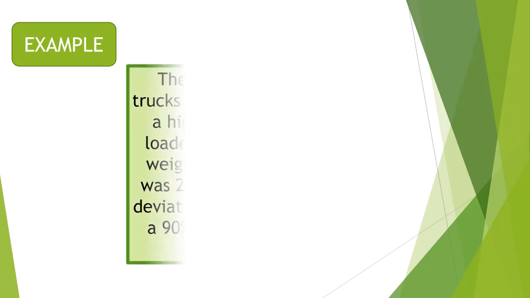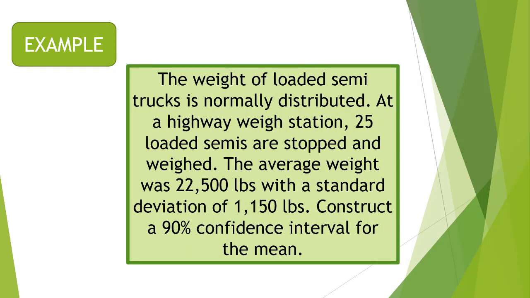The weight of loaded semi-trucks is normally distributed. At a highway weigh station, 25 loaded semis are stopped and weighed. The average weight was 22,500 pounds with a standard deviation of 1,150 pounds. Construct a 90% confidence interval for the mean.